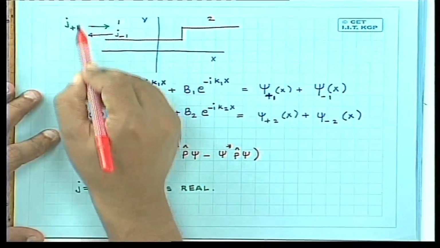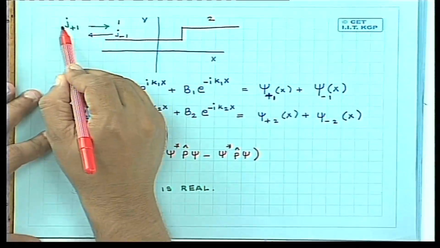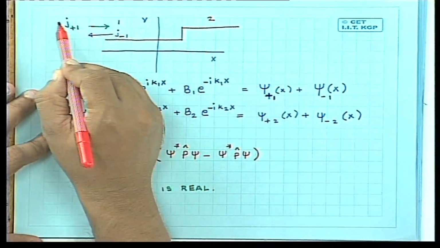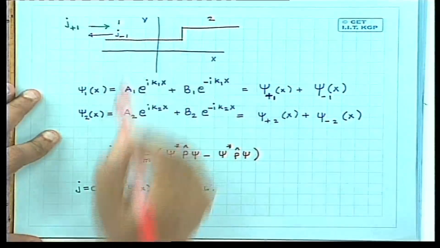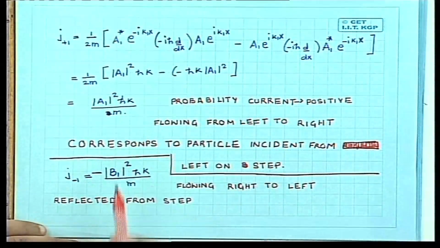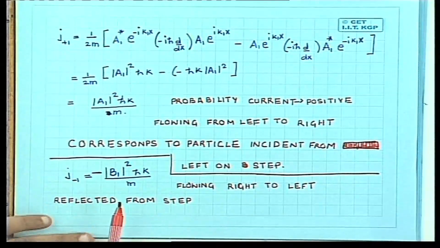So the probability of finding the particle is also moving this way. So we can say that this corresponds to a situation where the particle is actually moving in this direction. It is incident on this step from the left and coming here, which is also what you would expect, because this wave function corresponds to an eigenfunction of a free particle with a momentum p, positive p.